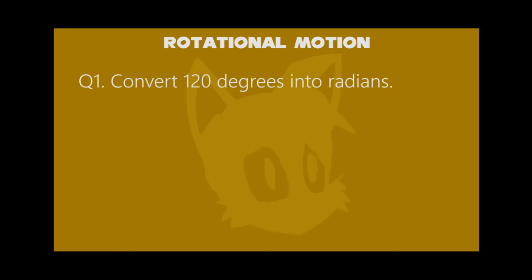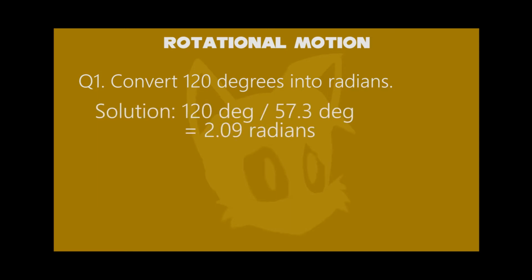First question, convert 120 degrees into radians. The answer is 2.09 radians. You might need to divide it by 57.3 degrees, referring to 1 radian.